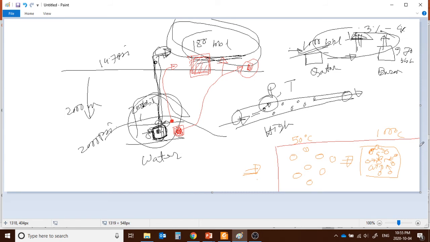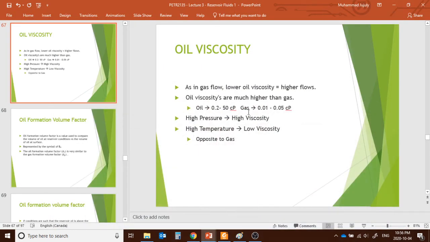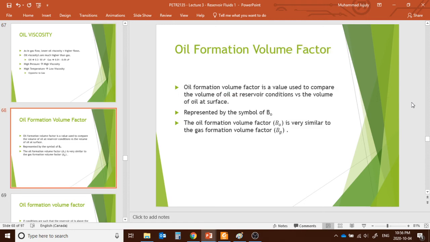But if the volume is constant, this is the main condition. But if you increase the volume even higher, so that these molecules can go separate, that's how the viscosity could decrease. But under a certain volume, the gas viscosity will be higher than the liquid. Now the oil formation volume factor.